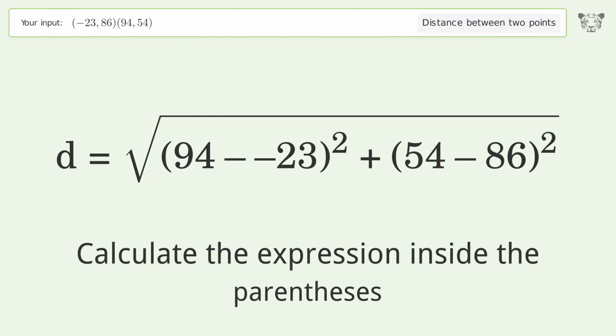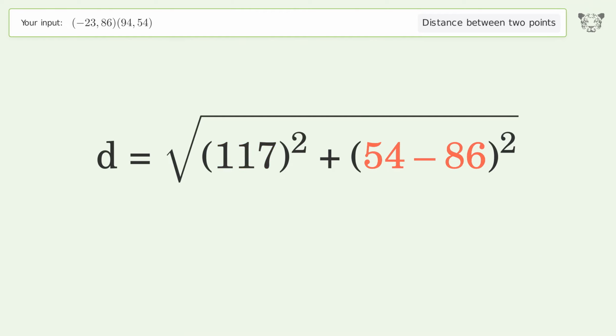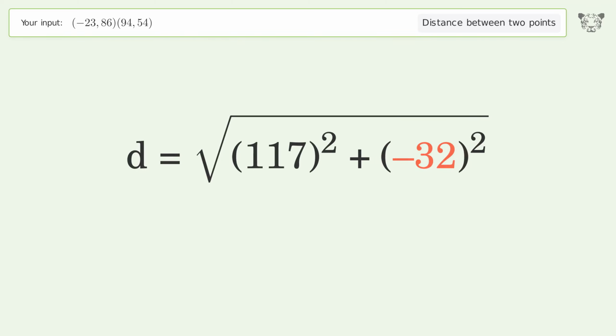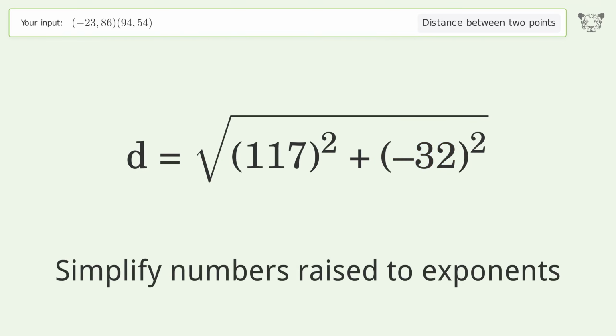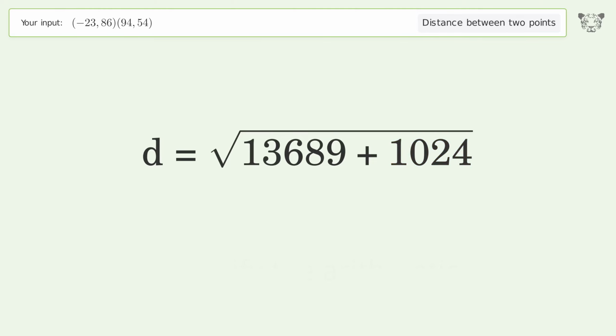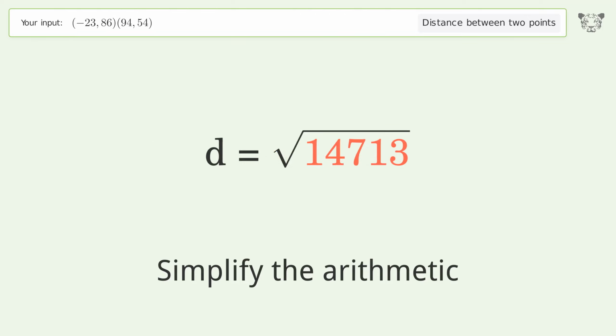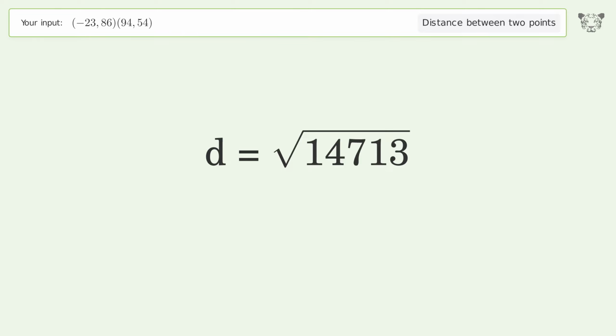Calculate the expression inside the parentheses. Simplify numbers raised to exponents. Simplify the arithmetic. And so the distance between the 2 points is the square root of 14,713, or 121.297.